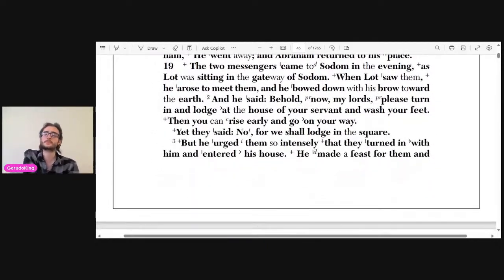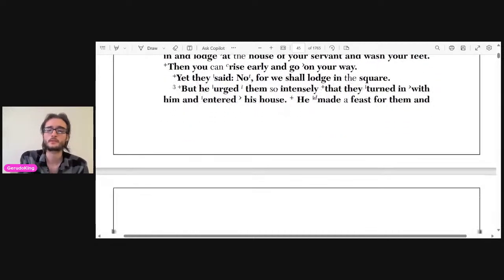The 2 messengers came to Sodom in the evening, as Lot was sitting in the gateway of Sodom. When Lot saw them, he arose to meet them, and he bowed down with his brow toward the earth. And he said, behold, now, my lords, please turn in, and lodge at the house of your servant, and wash your feet. Then you can rise early and go on your way. Yet they said, no, for we shall lodge in the square. But he urged them so intensely that they turned in with him and entered his house.